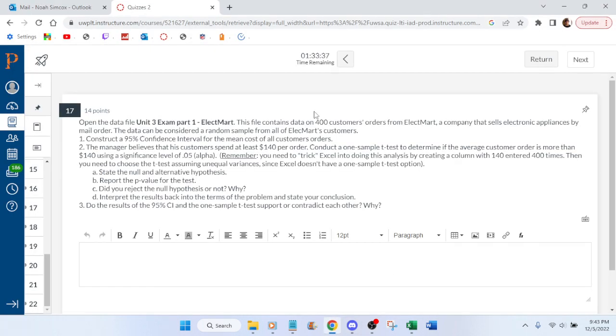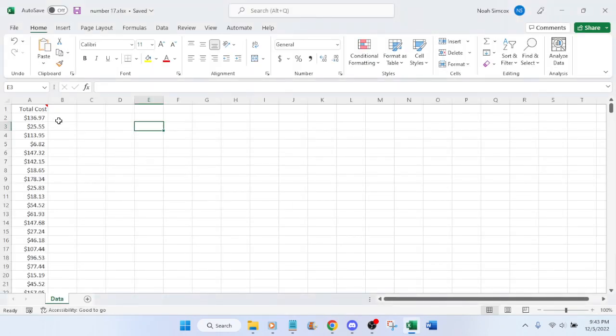So now what? Construct a 95% confidence interval for the mean cost of all customers' orders. Simple. That's fine.